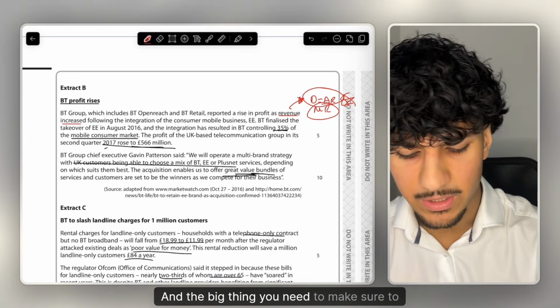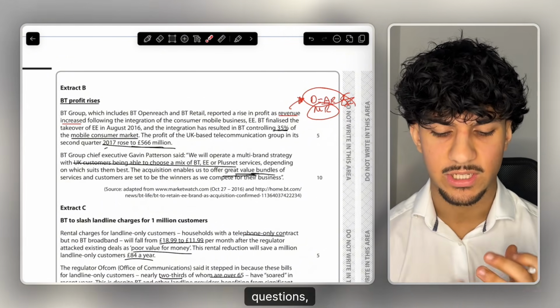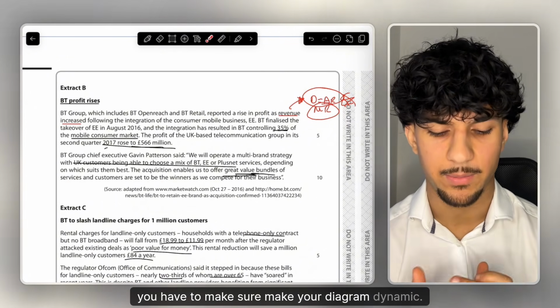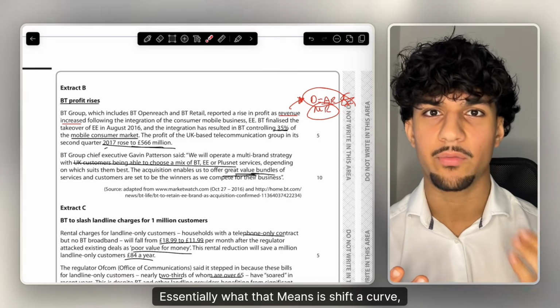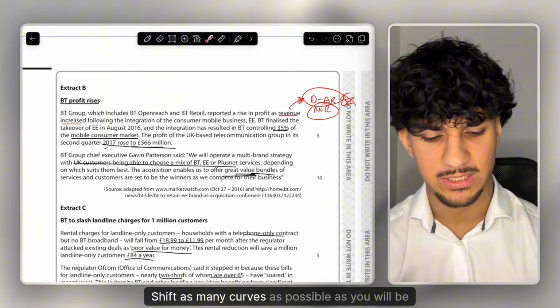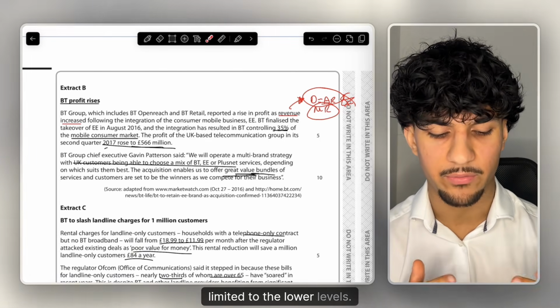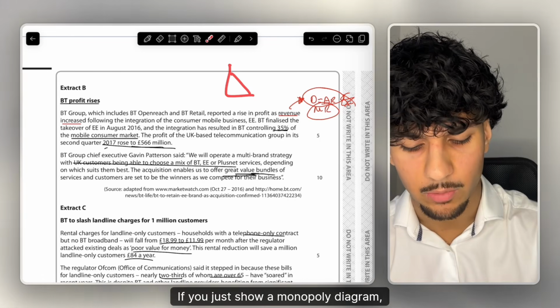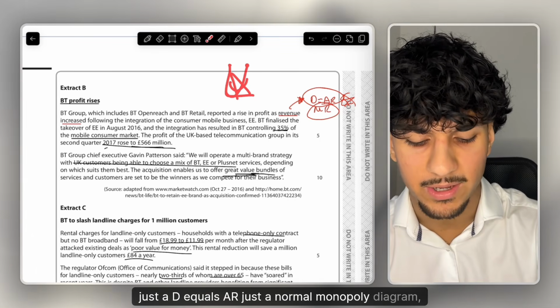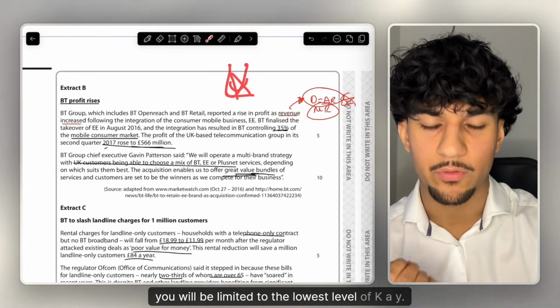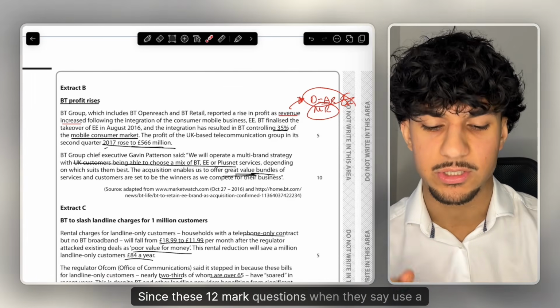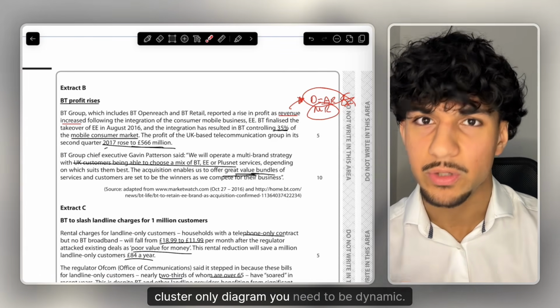And the big thing you need to make sure to remember with these cost revenue diagram questions, you have to make your diagram dynamic. Essentially what that means is shift a curve, shift 2 curves, shift as many curves as possible, as you will be limited to the lower levels. If you just show a normal monopoly diagram, just a D equals AR, you will be limited to the lowest level of KAY. Since these 12 mark questions, when they say use a cost revenue diagram, you need to be dynamic.